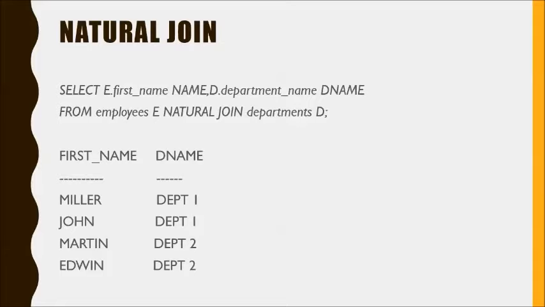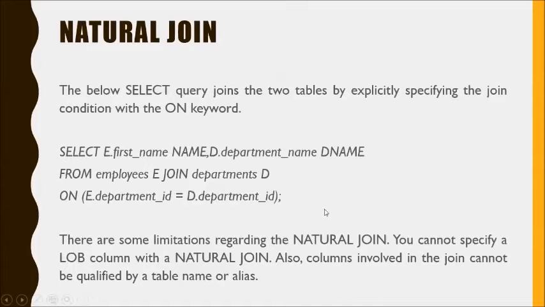So we'll have an output as shown in this slide. It consists of two columns. The first column is for the first name and the second column is for the department name. So we have four rows as generated output: Miller Department 1, John Department 1, Martin Department 2, and Edwin Department 2. So we just join the two tables using this statement.